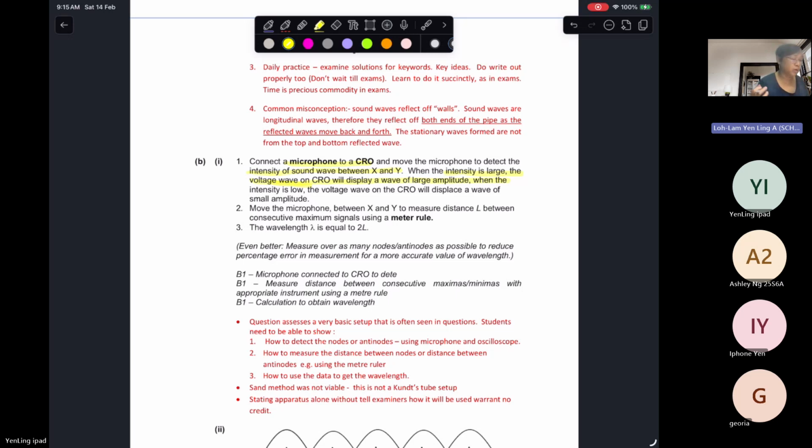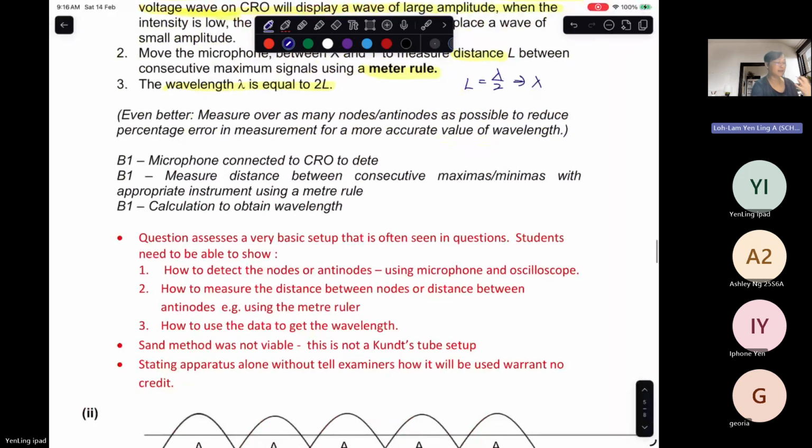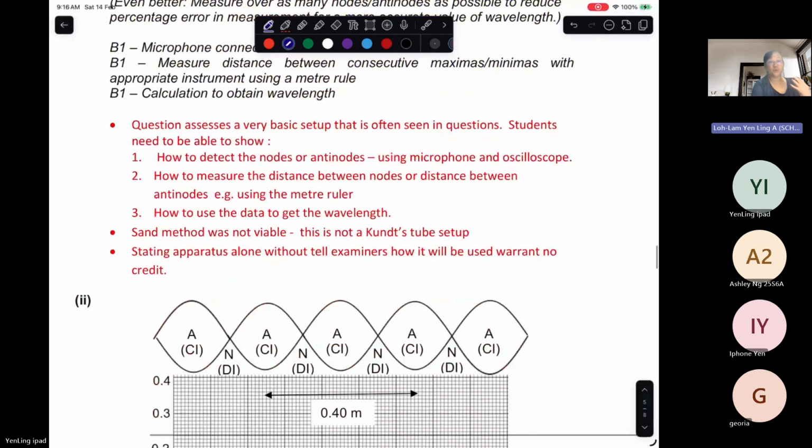Therefore, what do I do? I'm going to measure the distance. And whenever there is a quantity, you must tell me what instrument is used. So the distance is going to be measured using the meter ruler. Finally, I've got all this distance. What can I do with it? I can equate it, because once I get L, I know that's the distance, and that is lambda over 2. I can get my lambda. So this is where the key ideas are broken down.